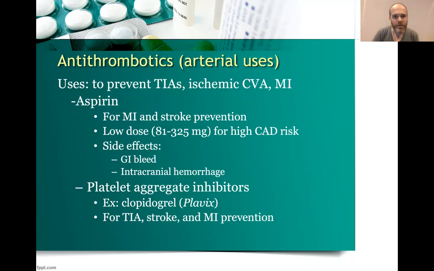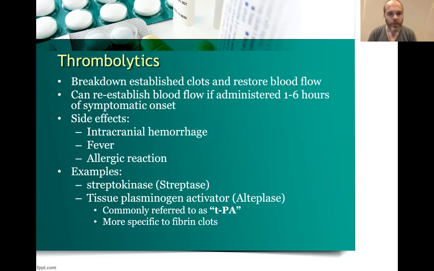Antithrombotics are used to treat TIAs, ischemic CVAs and MIs. Remember TPA. And Plavix does that too for ischemic events. Plavix is going to be more long-term, whereas TPA is going to be more for stroke prevention, maybe MI prevention, within a few hours of having the symptoms. Thrombolytics: here's the TPA I was talking about.